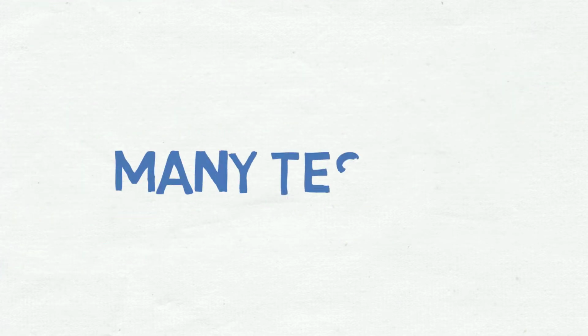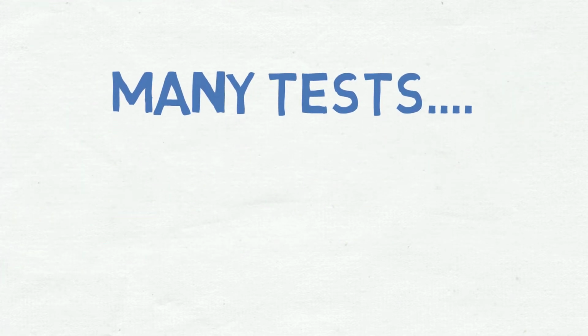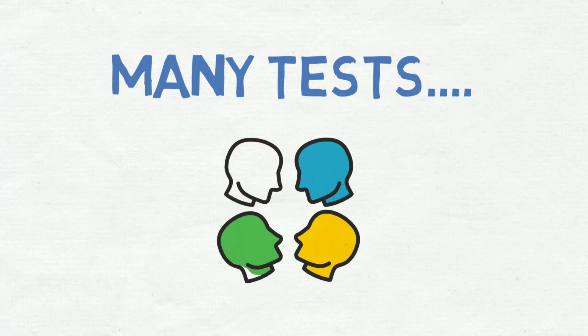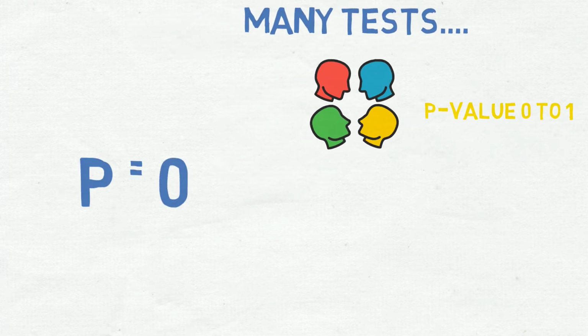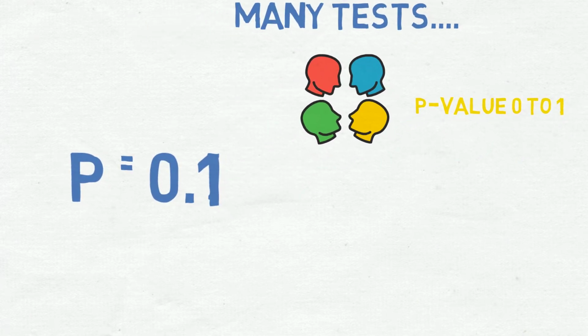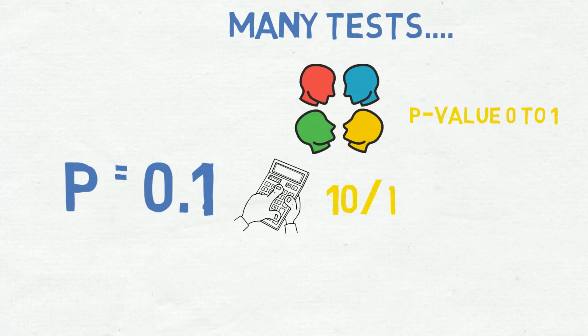There are many statistical tests, t-test, f-test, ANOVA test and lot more. The p-value can be any value from 0 to 1. If the p-value is 0.1, this means that if I repeat an experiment 100 times, 10 out of 100 times the null hypothesis will be true.